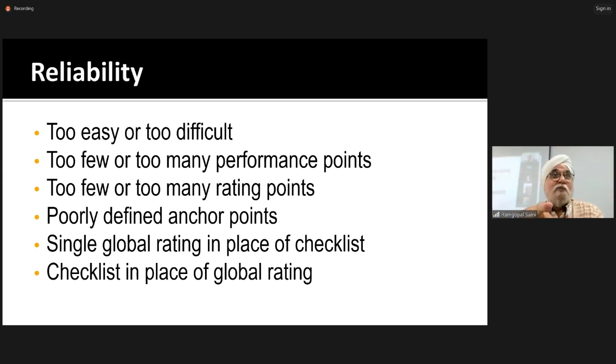Don't have too many rating points. Don't have 11-point scale, 13-point scale. Theoretically, yes, people have used 13-point scale, but don't go to that. And actually, the best approach, I would say, for most of the teachers in most of the situations is to use global ratings in place of a checklist. Because you just describe and justify your grades. Why I am giving you 5. That takes care of everything.